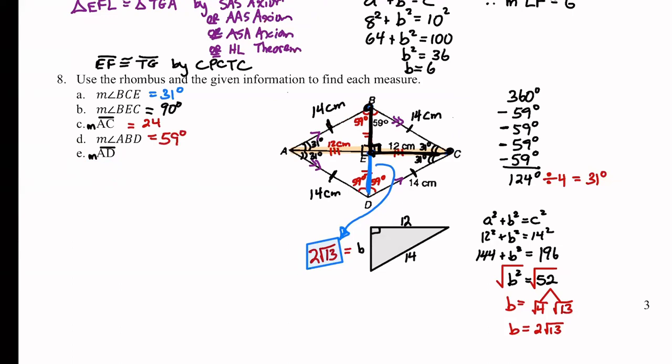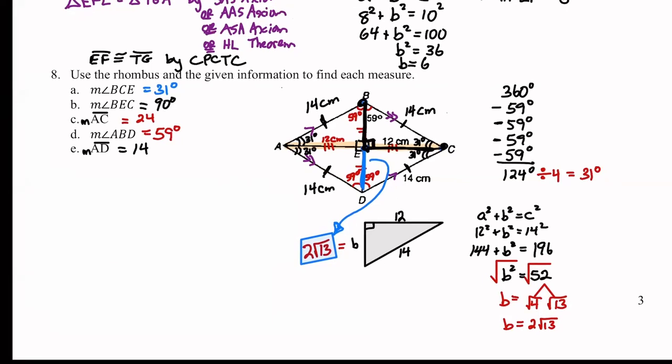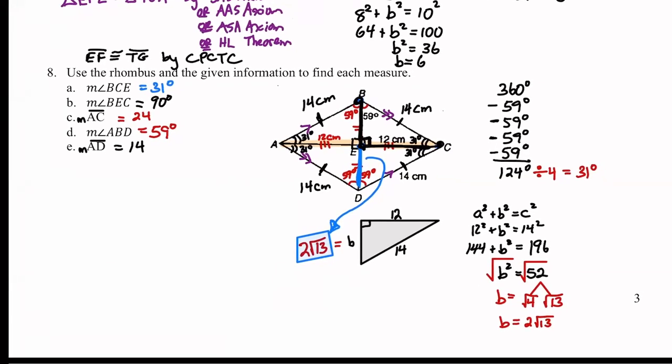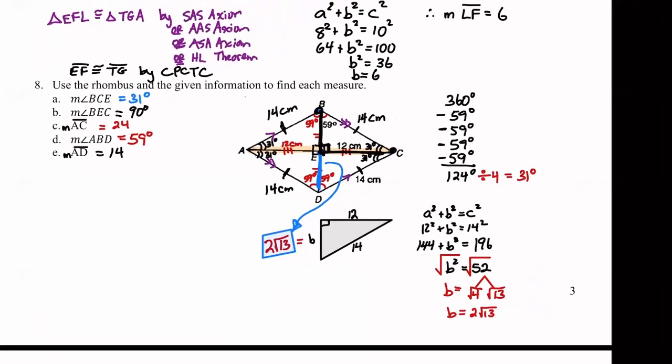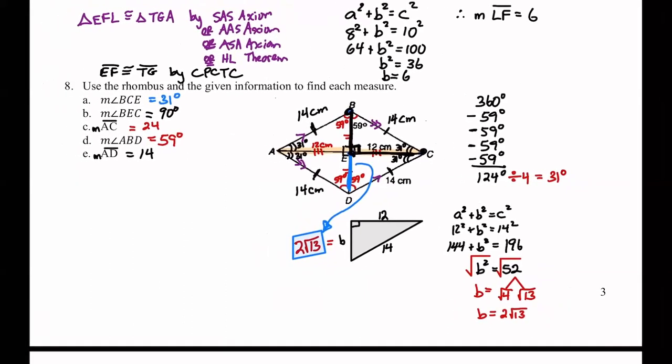And then AD, well, AD is just this hypotenuse, which is 14. Okay, so you're like, oh, what's the deal with all that radical business? They didn't even ask for that. Well, they didn't this time, but we went over radicals for a reason. So we want to be prepared for it.